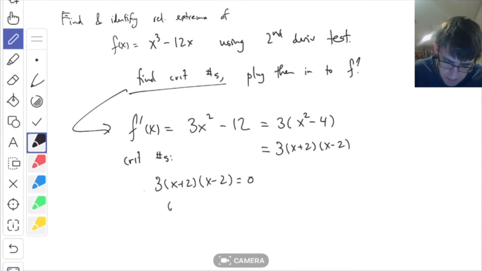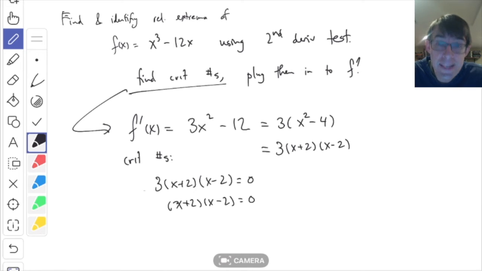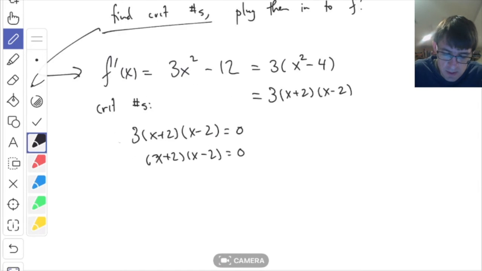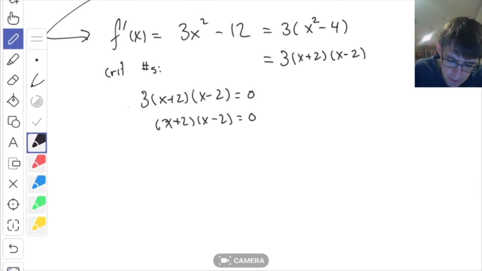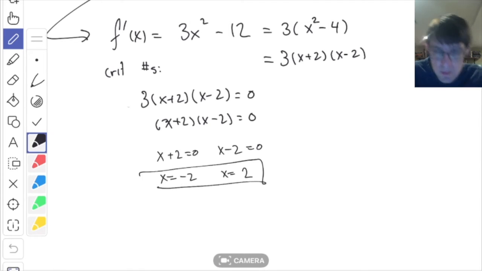This is the same as this. The 3 has no effect. If it were 3x, then that matters, because then you would separately set 3x equal to 0. But just a constant in front there doesn't matter at all. Anyway, I get x, you split it up like this, right? We've all done this many times. X equal minus 2, x equal plus 2. These are the critical numbers, okay?